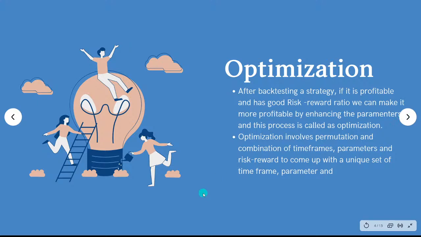All right, so optimization, we have seen optimization. I'll just revise it for you. After backtesting a strategy, if it is profitable and has a good risk reward ratio, we can make it more profitable by enhancing the parameters, and this process is called optimization. Optimization, of course, involves a lot of permutations and combinations of factors like parameters, time frame, risk reward setups, and anything else to make it more profitable.